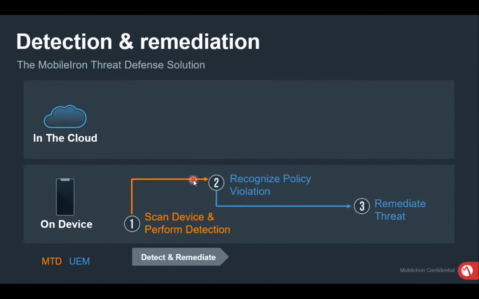So this is how the traditional MTD works. With MobileIron MTD, everything happens on the device. It doesn't need to connect to the cloud for any check or any remediation action. Once it is detected, it will recognize which policy is getting violated and automatically it gets remediated over the device itself.